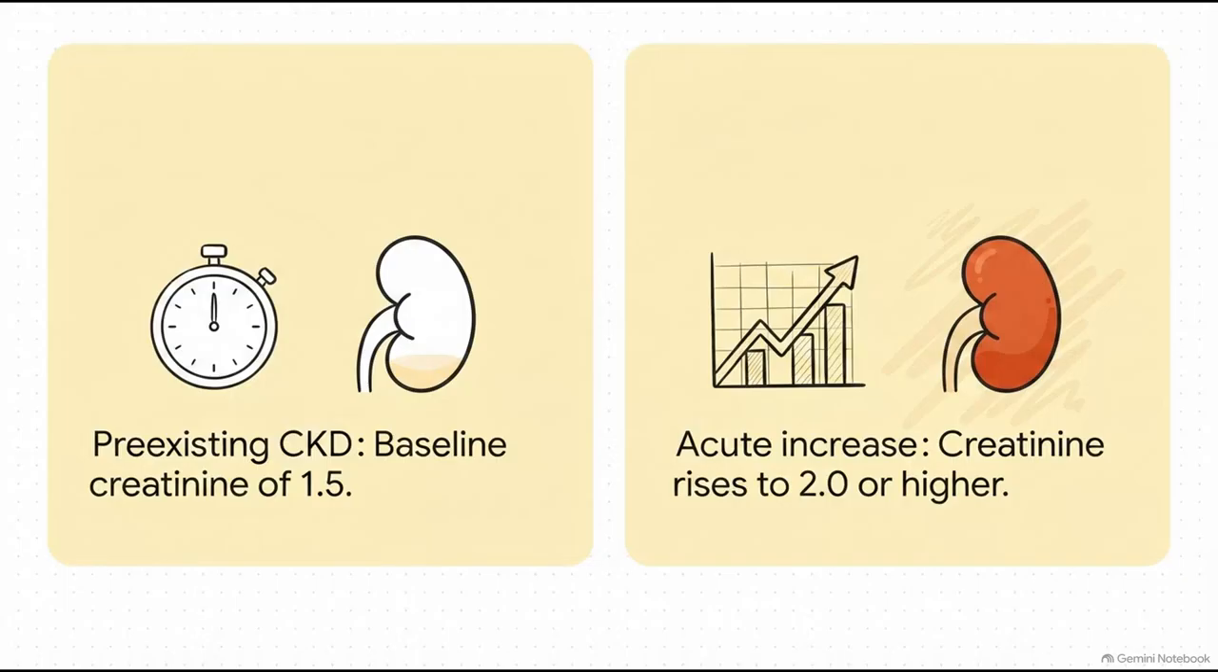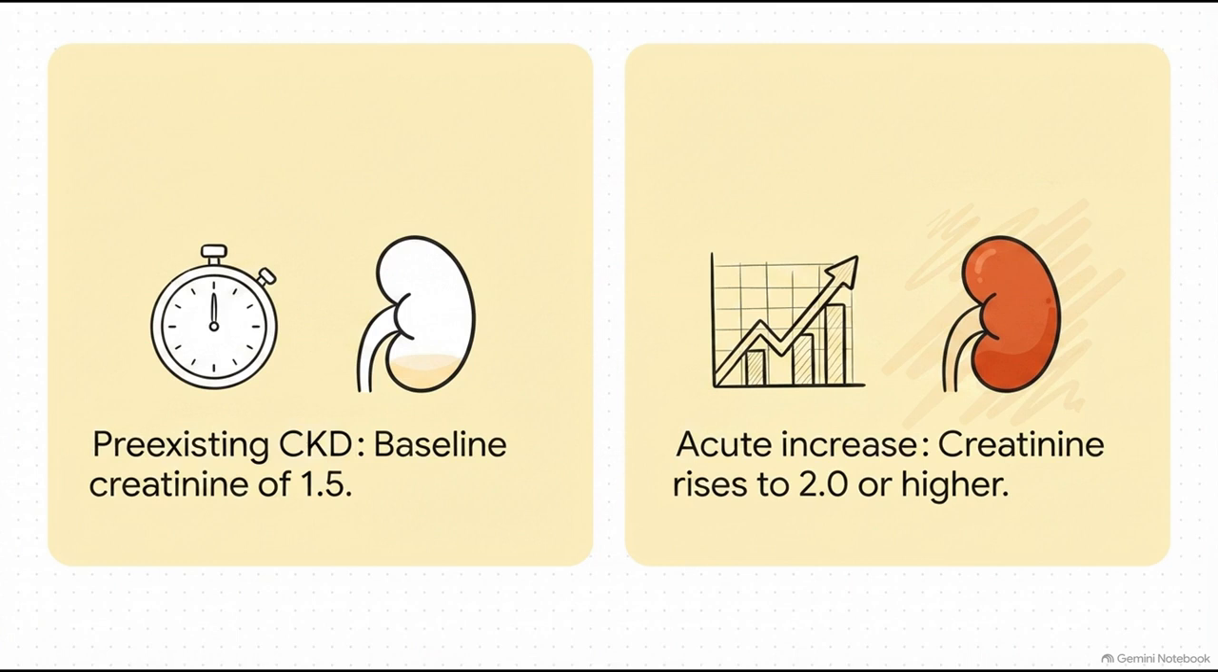Let's bring this rule to life with a really common scenario. Imagine a patient with pre-existing chronic kidney disease, or CKD. We check their historical labs, and their baseline creatinine is sitting at 1.5. Now, in a totally healthy patient, a 1.5 might trigger an alarm, but for this specific patient, that is just their normal baseline. Therefore, to actually award a renal SOFA point, their creatinine must acutely spike to 2.0 or higher.